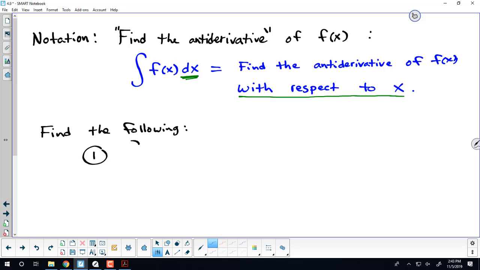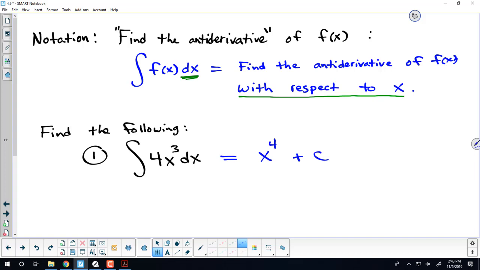Let's look at the antiderivative of 4x cubed dx. All that means is find the antiderivative of 4x cubed, right? In other words, what function do we take the derivative of to get 4x cubed? Yeah, x to the 4th plus c. Finding the function is the hard part. Adding a plus c at the end is the easy part.